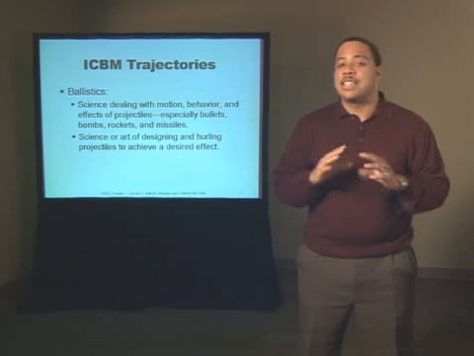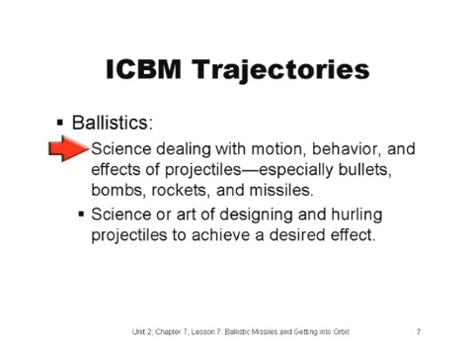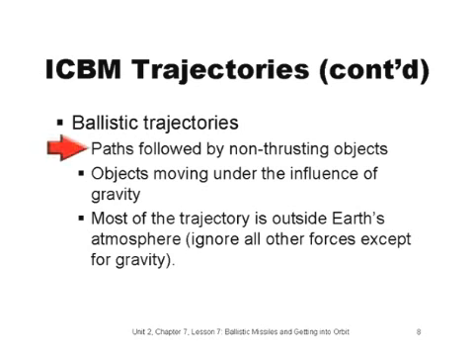We've mentioned the word ballistics several times already, so let's take a minute to define the term. Ballistics is the science that deals with the motion, behavior, and effects of projectiles, especially bullets, bombs, rockets, and missiles. In other words, it's the science of designing and hurling projectiles to achieve a desired effect. Ballistic trajectories are the paths followed by non-thrusting objects, such as baseballs or ICBMs, moving under the influence of gravity. To analyze them, we note that most ballistic trajectories for an ICBM are outside Earth's atmosphere, and, just as in our two-body orbit example, we ignore all other forces except gravity.